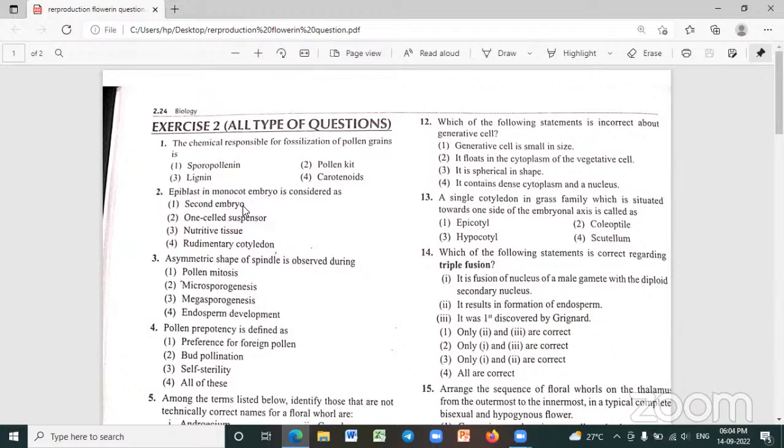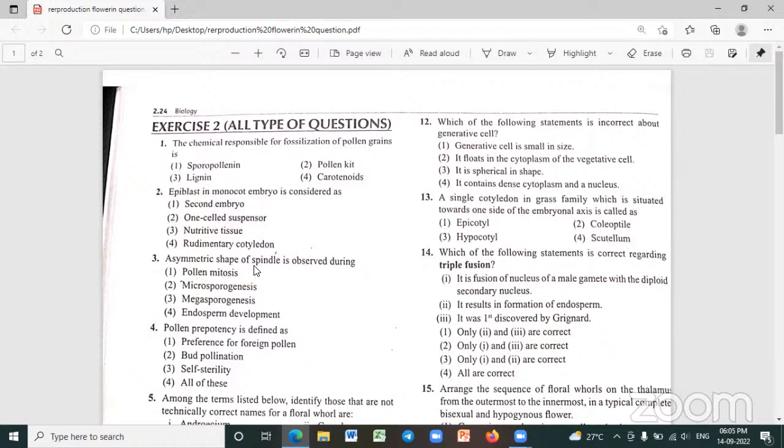Suppose you want to know the exact answer, and you have the book, just go to page number 2.2, and you will get the answers. And the epiblast also, go to 2.16. The epiblast in a monocot embryo is considered as a second embryo is the correct answer, because the one-cell suspensor does not come in this category. The nutritive tissue, which is tapetum, and the rudimentary cotyledon do not come from the epiblast. The secondary embryo is otherwise considered the epiblast. This is the second question.